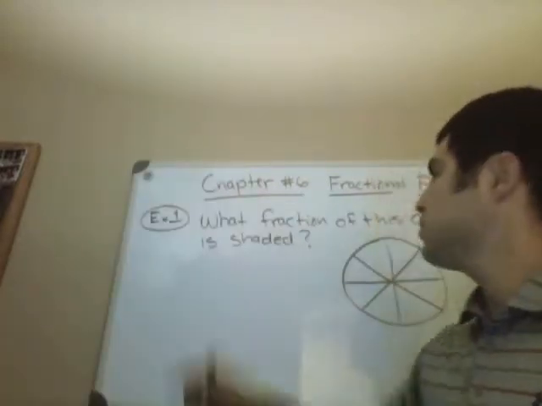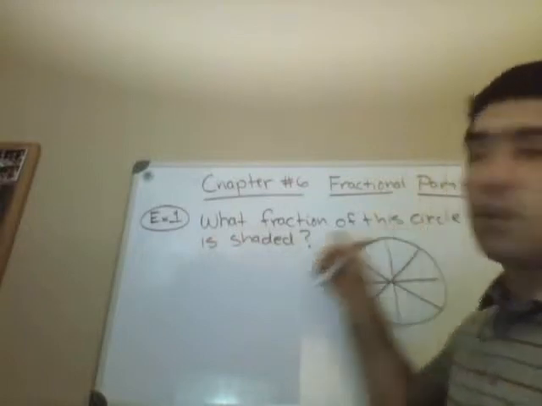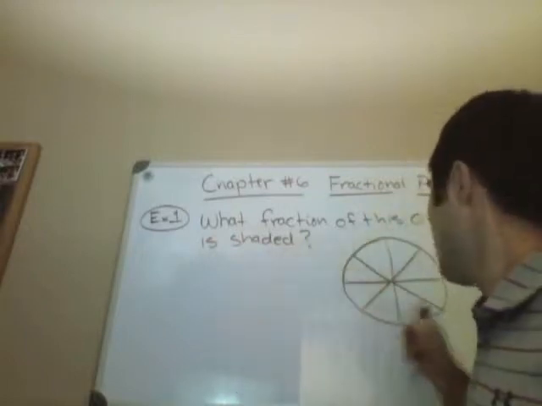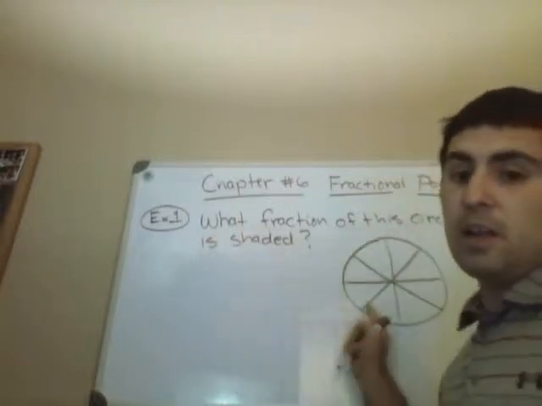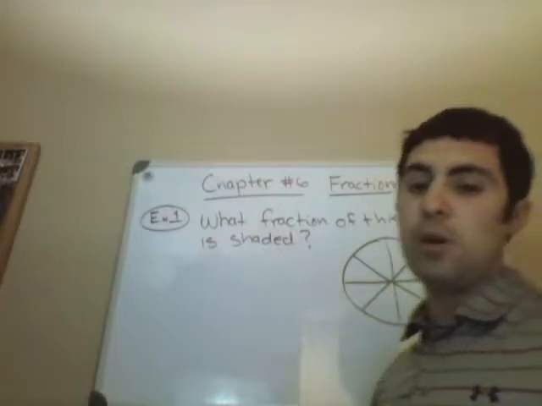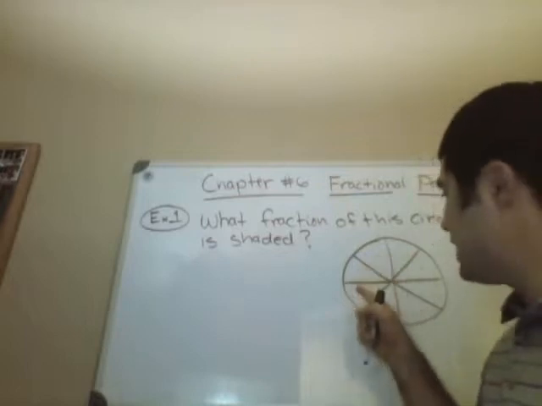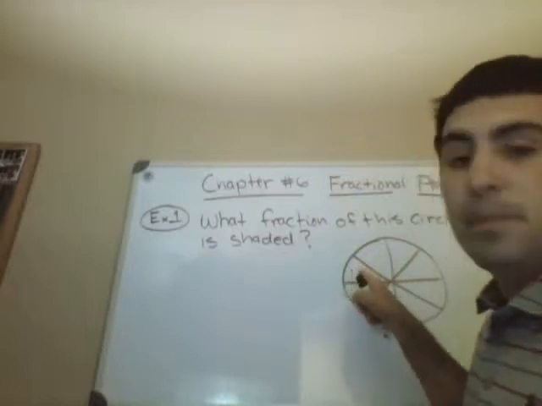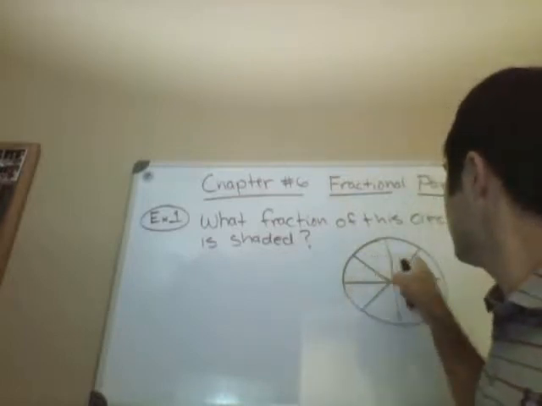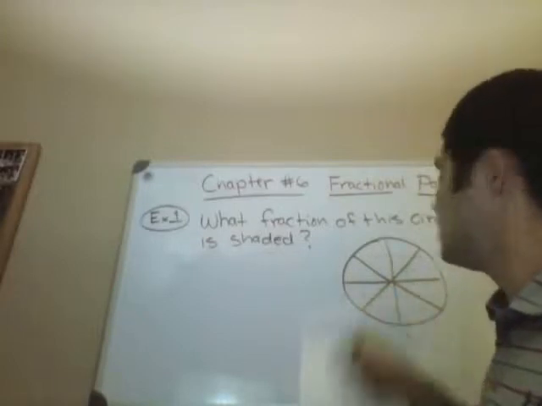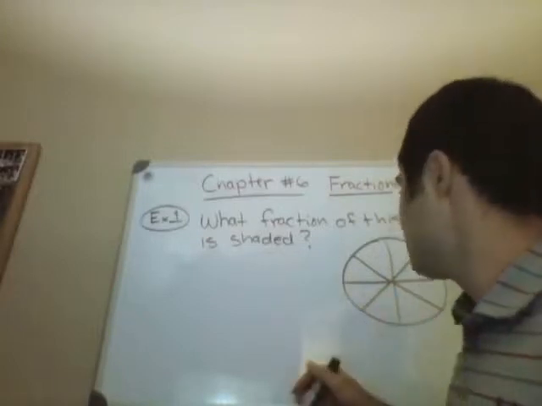Okay, so here's example number 1. It says, what fraction of this circle is shaded? So we have a whole circle right here, and none of it's shaded. So 0 parts are shaded in the circle. Well, let's look at this whole circle and see how it's divided. How many parts are there? 1, 2, 3, 4, 5, 6, 7, 8. So there's 8 different parts here.